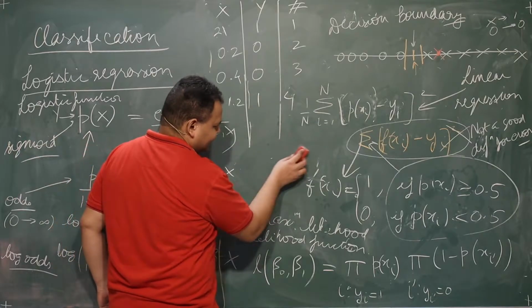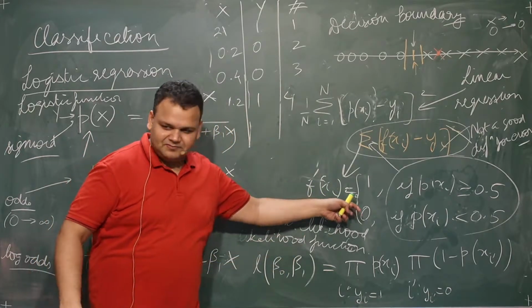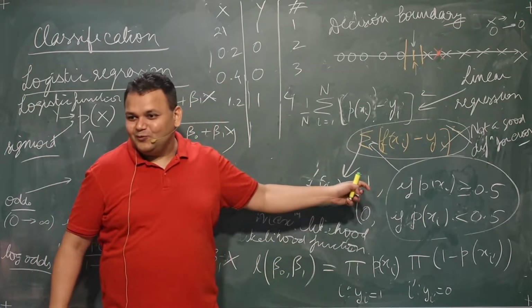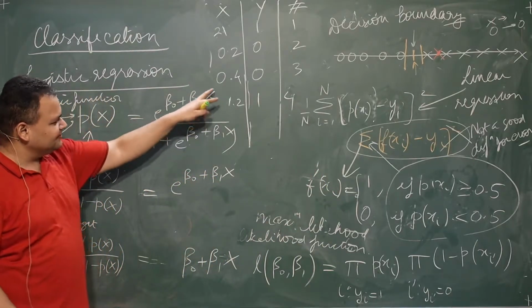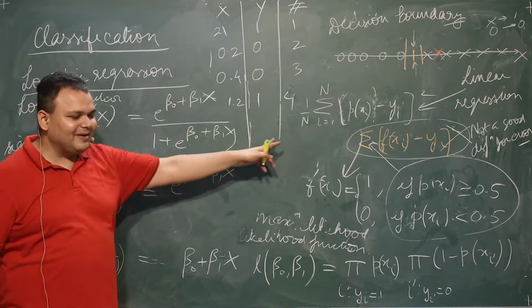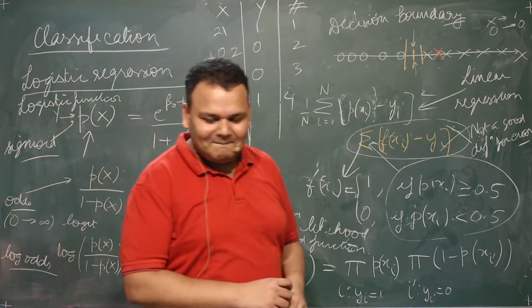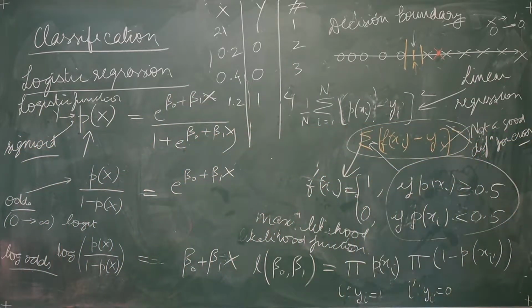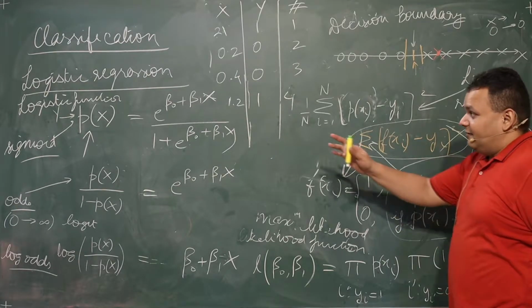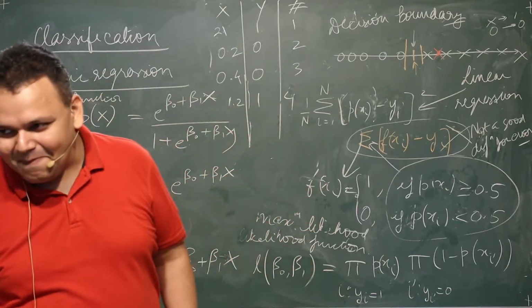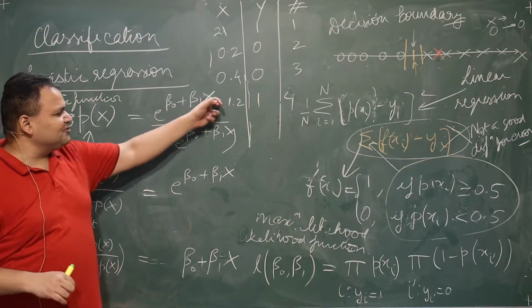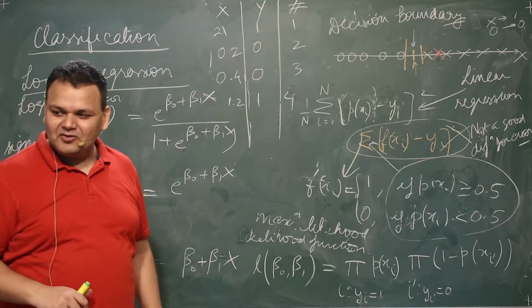So look at this equation. If I were to use this particular equation, where will my decision boundary lie? P(x) equal to 0.5. Yes, P(x) is equal to 0.5. What happens at P(x) equal to 0.5? We drew a plot in the last class. The argument of this exponential becomes what?